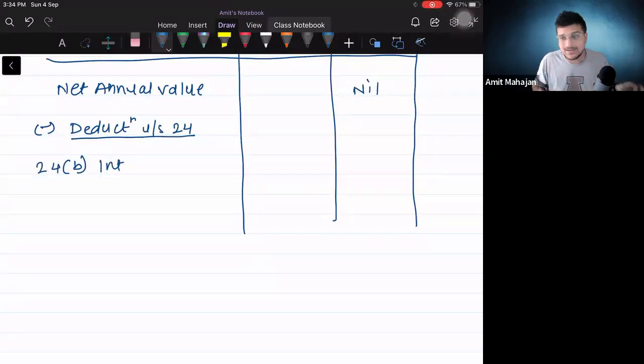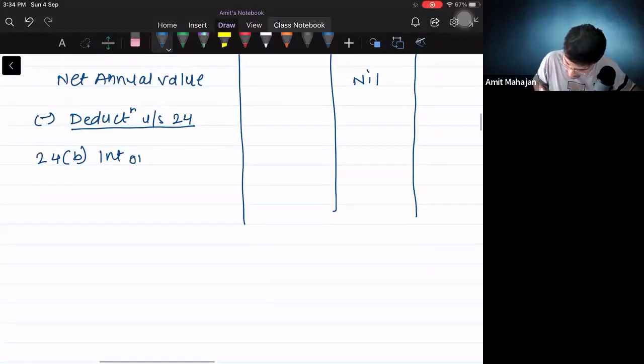And here, write interest on borrowed capital only. Don't use any other words. Interest on borrowed capital. So don't write interest on loan taken for purchase of house property. Don't write anything like that. Interest on borrowed capital.